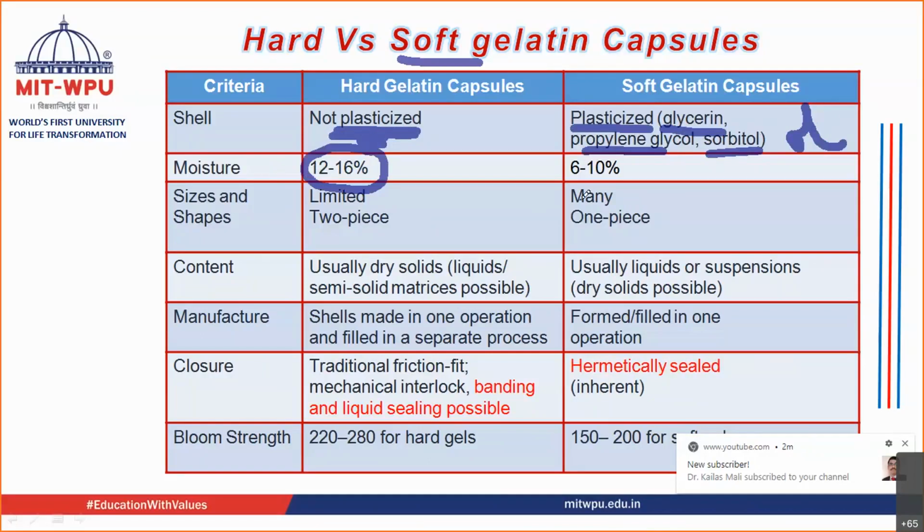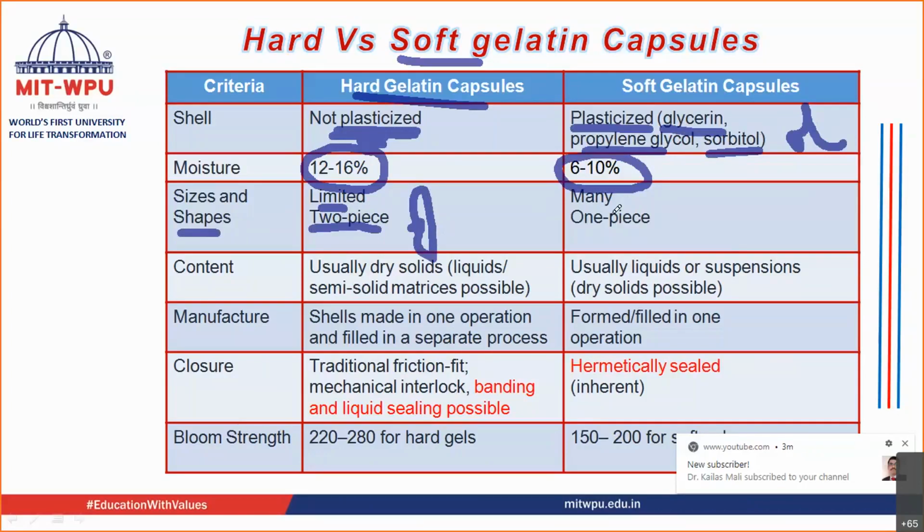Whereas if you take soft gelatin capsule, the moisture that is present is near about 6 to 10%. So the amount of moisture that is present is very less in case of soft gelatin capsule. Regarding the sizes and shape, we are going to see in my next slide. If you see the hard gelatin capsule, there is only one size and shape. It is a two-piece product, and the size is only one, that is oval shape. So you have oval shape size of your hard gelatin capsule.